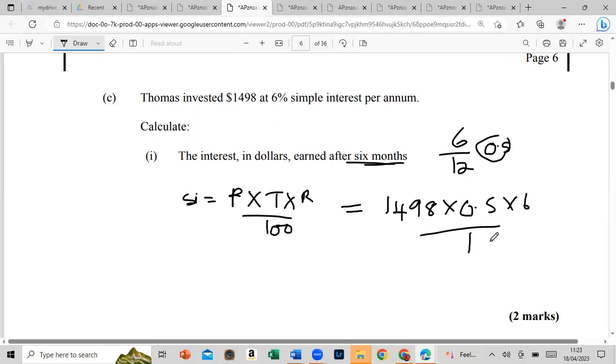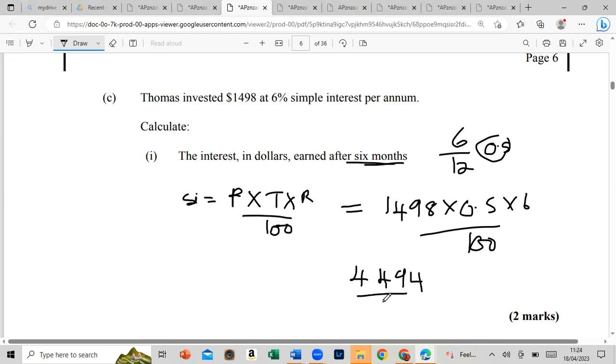I'm not going to be wasting any time. I'm just going to punch it in my calculator because time is very key. Time should be efficiently managed. So it's 1498 times 0.5 times 6. That gave me 4,494. But that's not the answer yet, right? Because you have to divide by 100.